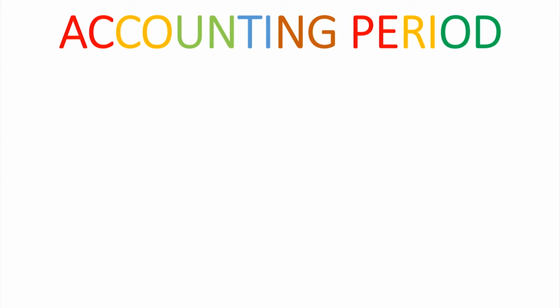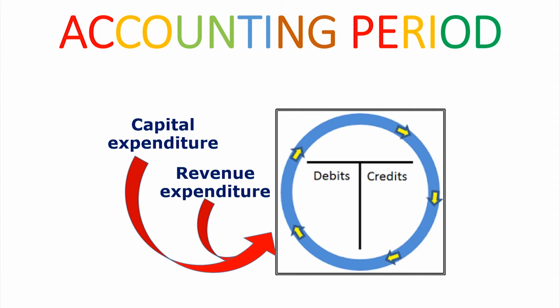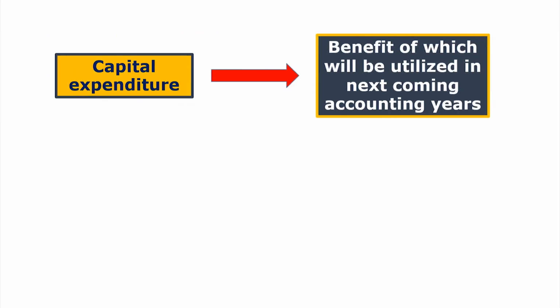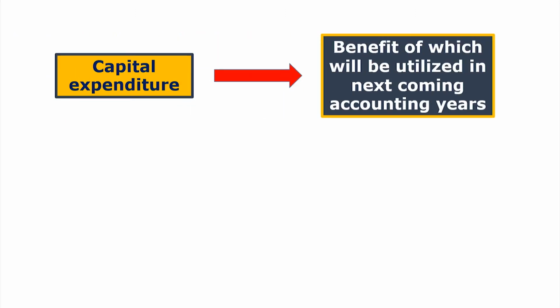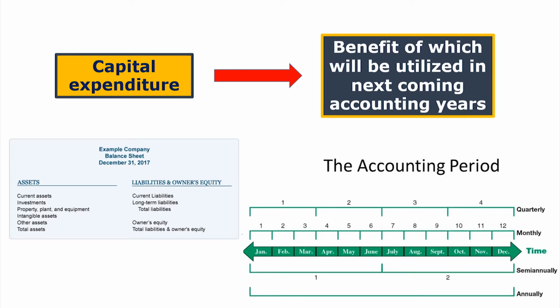Based on this concept, revenue expenditure and capital expenditure are segregated. Revenue expenditures are debited to the profit and loss account to ascertain correct profit or loss during a particular accounting period. Capital expenditure comes in the category of those expenses the benefit of which will be utilized in the next coming accounting periods as well. Accounting period helps us ascertain correct position of the firm at regular intervals of time, that is, at the end of each accounting period.